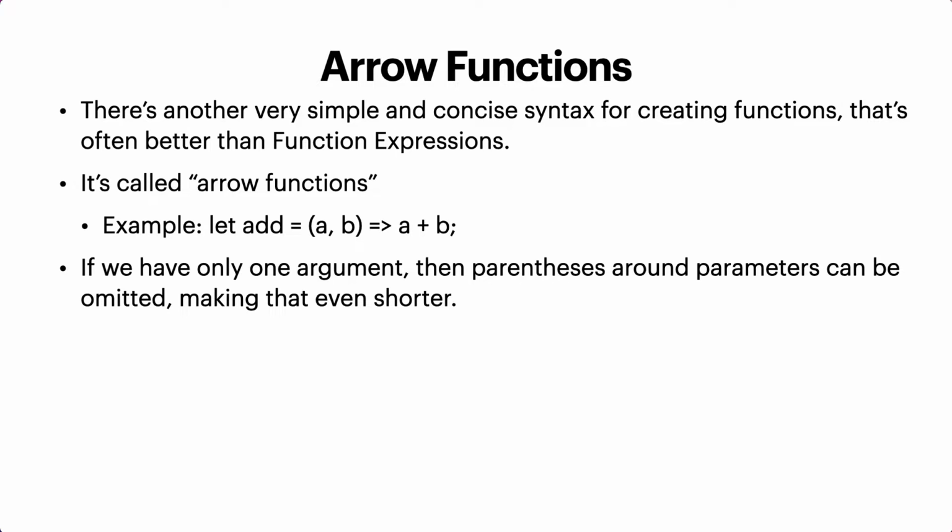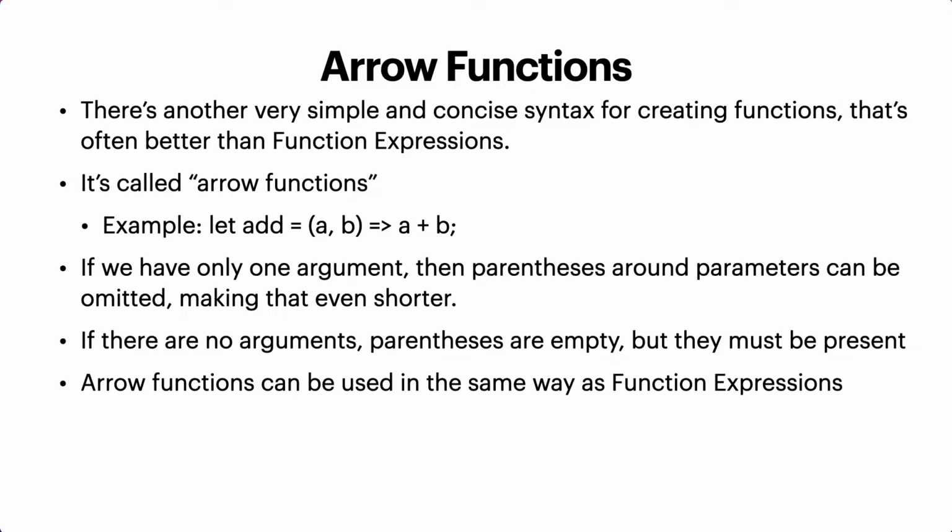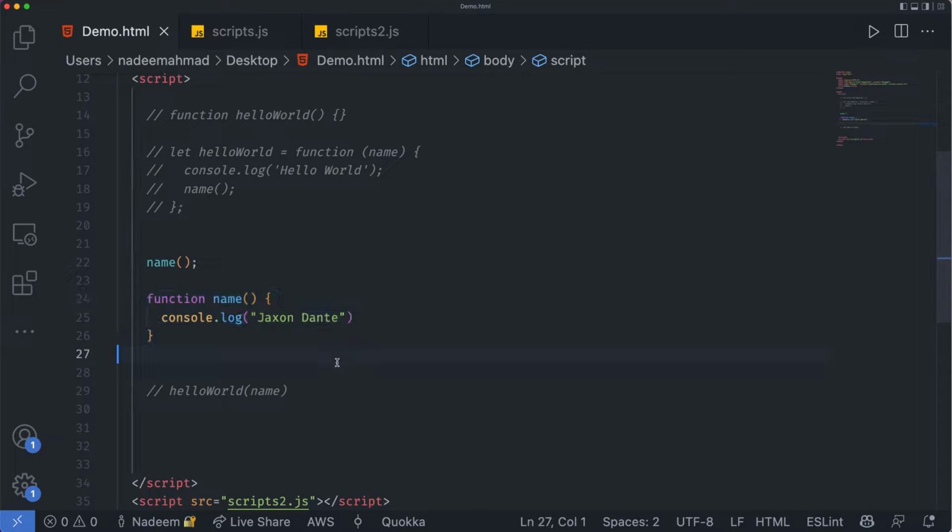If we have only one argument, then parentheses around the parameters can be omitted, making that even shorter. So yeah, we can also omit the parentheses over there. If there are no arguments, parentheses are empty, but they must be present, and arrow functions can be used in the same way as function expressions. This is basically a shorter way to write a function expression.